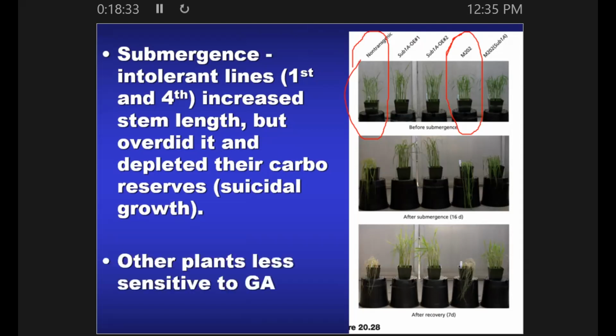So what they were playing around with was the gibberellic acid. They were saying that the modified ones, they made it so that they weren't overdoing their stem growth. So they were a little less sensitive to the gibberellic acid. So they grew, but they didn't do it extreme like the first and fourth plant did. So they're playing around with that, looking at ways to try to help plants prolong their lives through flooding and hopefully make it all the way through. And then once the flood is gone, you don't want the plants flopping over and dying. Obviously, you want them to keep going.